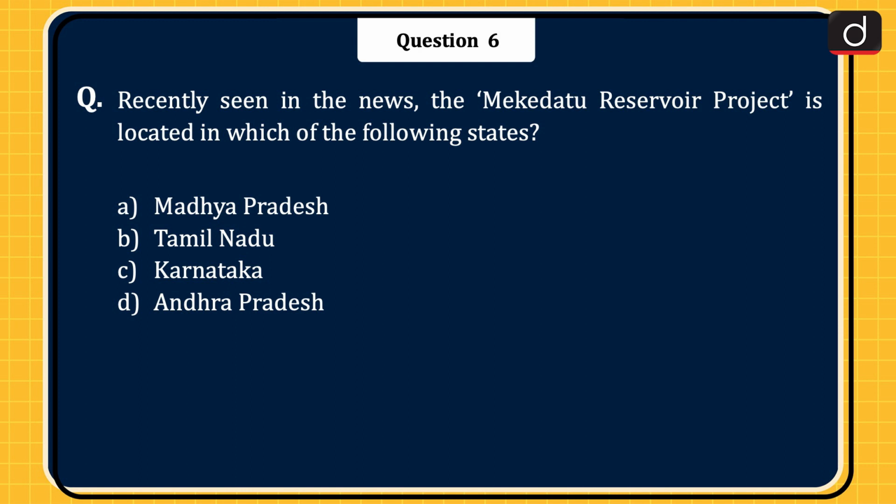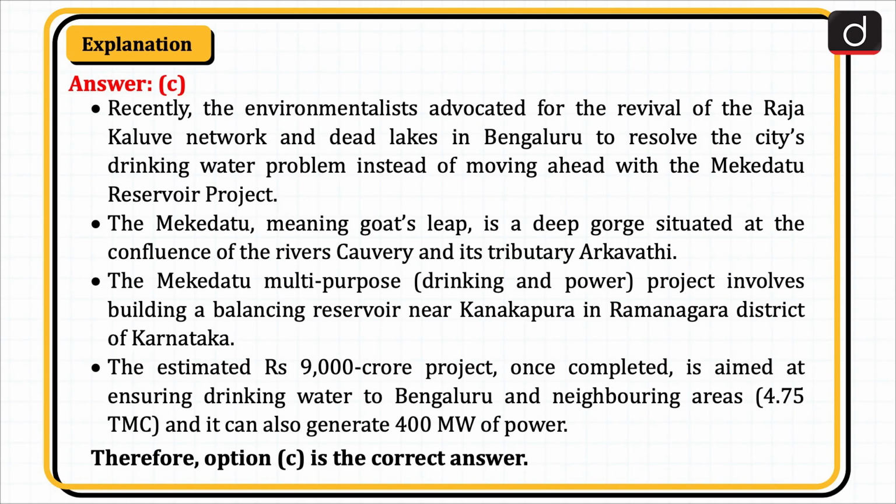Next question is, recently seen in the news, the Mekedatu Reservoir project is located in which of the following states? Madhya Pradesh, Tamil Nadu, Karnataka or Andhra Pradesh? The correct answer is option C, Karnataka. Recently, the environmentalists advocated for the revival of the Raja Kaluve network and dead lakes in Bengaluru to resolve the city's drinking water problem instead of moving ahead with the Mekedatu Reservoir project.